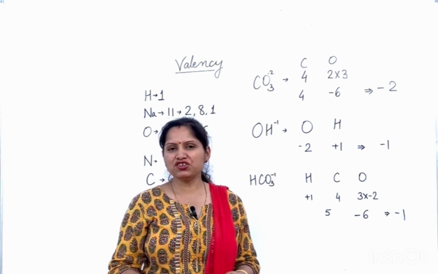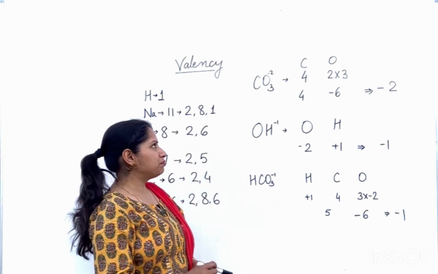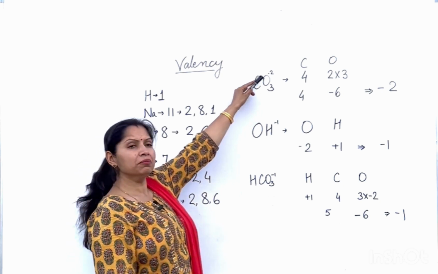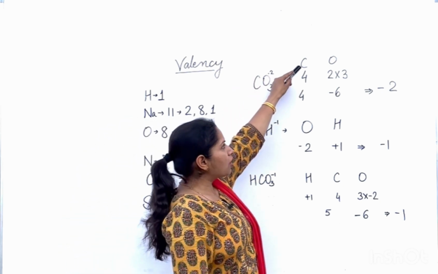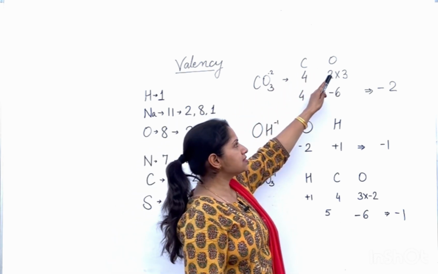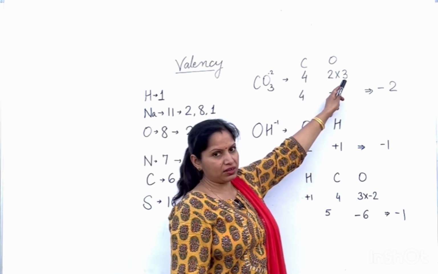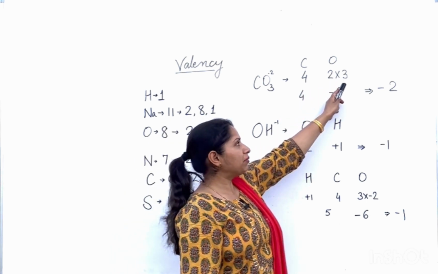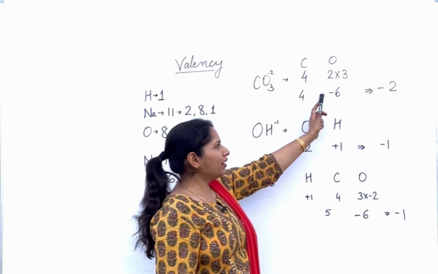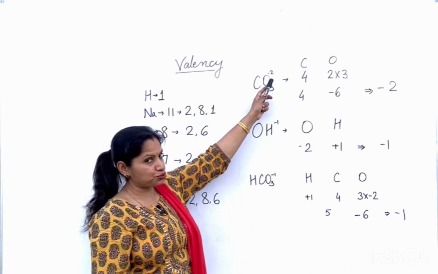For some polyatomic ions, you can also work out the valencies. I'll show you some examples. For example, carbonate ion. Carbonate is CO3 minus 2. Carbon was having valency 4. Oxygen's valency is minus 2, and there are 3 atoms, so multiplied by 3, that will give minus 6. Carbon was 4. 4 and minus 6 makes minus 2. So its valency is minus 2.